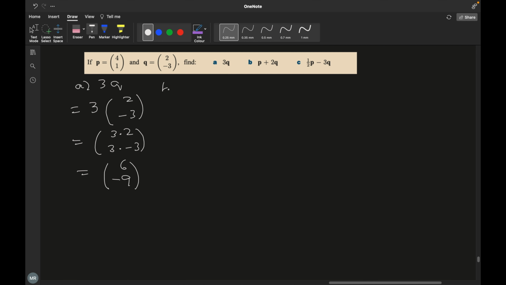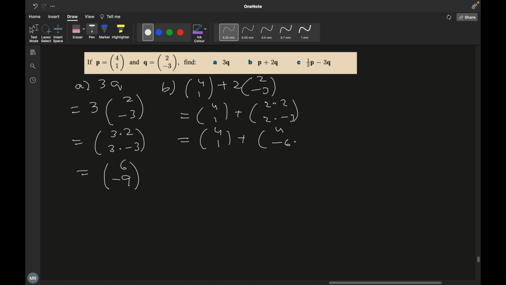And now we have to do B. This is addition, and this would be multiplication. So P is 4, 1 plus 2 into 2 minus 3. We first multiply 2 into 2 and 2 into minus 3. We get 4 minus 6. And now we have to add the x components, which is 8, and add the y components, which is minus 5. That's how you do it.